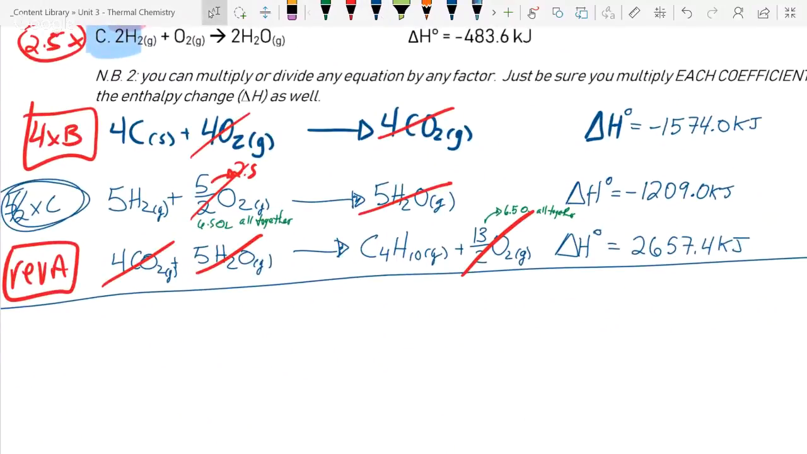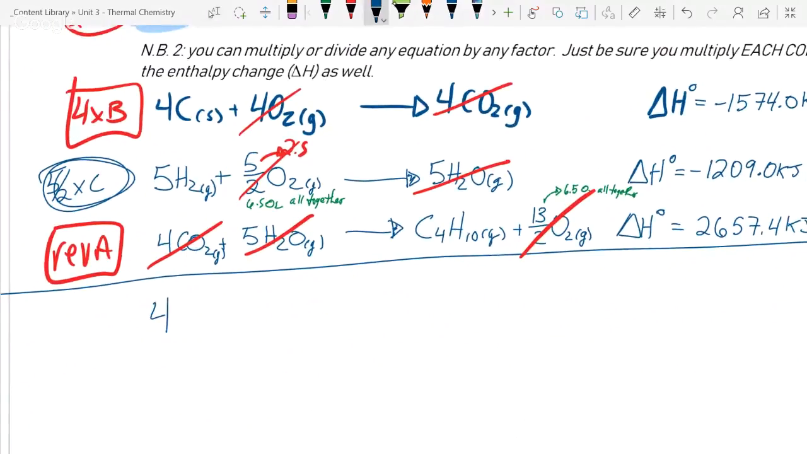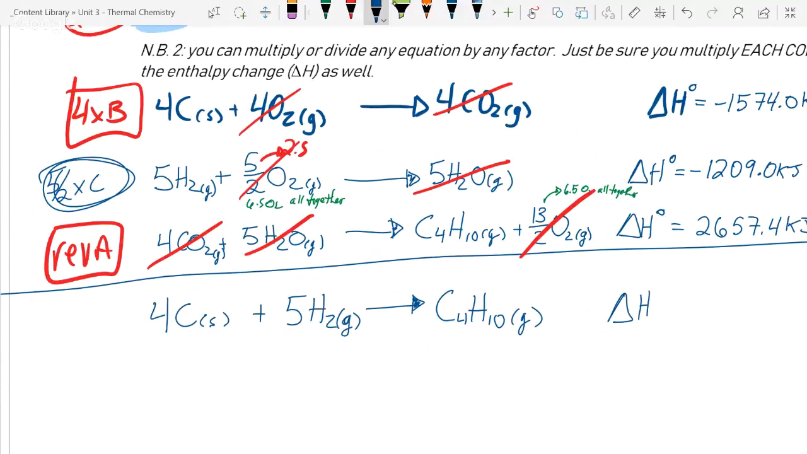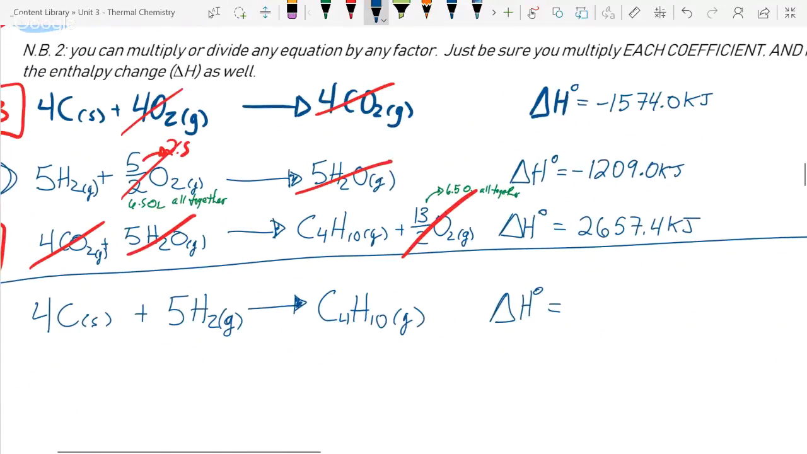When we sum this up, what is left on the left side? What remains on the left side? Very good. So we have 4 carbon left. Those are solid. We have 5 hydrogen gas molecules left, or 5 moles of hydrogen gas, more accurately. Is there anything else on the left side? They have all been removed. They've all canceled. What about on the right side? What remains? C4H10. And that is a gas. When we sum all of the delta H's, what do we get? Negative 125.6 kilojoules.